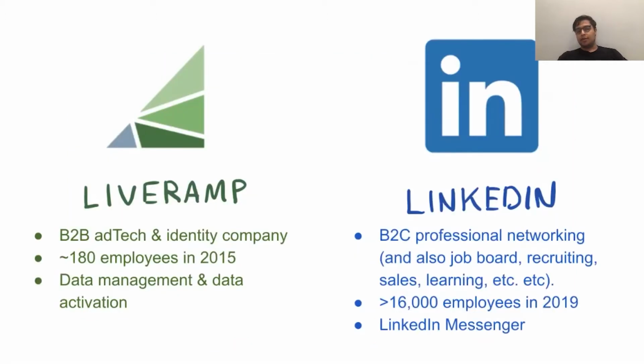LiveRamp and LinkedIn are very different companies. The former is a B2B ad tech company, and when I joined, it had about 180 employees. The products I worked on were fairly technical, data pipelines and identity graphs. LinkedIn, on the other hand, has over 16,000 employees, and I work on the messaging product, which is in front of millions of users per day. Despite that, I've been served well by a fairly consistent set of principles for validating projects, and over time have become better at using them to make good decisions and communicate them to others.